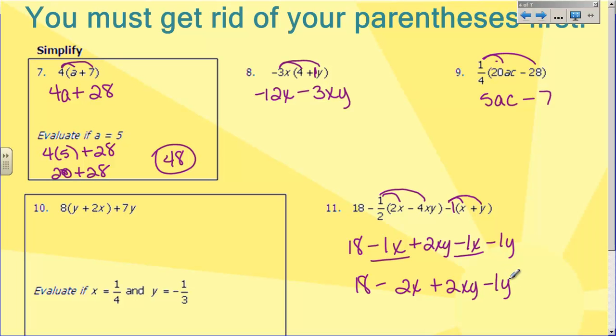There's your simplified expression. What I want you to do before you come to class tomorrow is try number 10 here. I want you to simplify it and then evaluate it. So I want you to try that before you come to class and we'll talk about it.